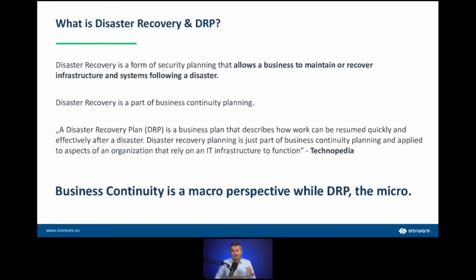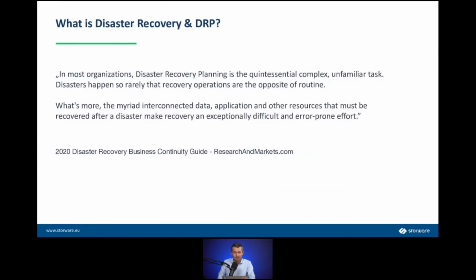And the plan is a to-do list, what we need to do step by step in case we have a real disaster or real data center data loss. So DR is the way and part of the business continuity, and DRP, disaster recovery plan, is a set of rules and description of how we should work in case a disaster happens.